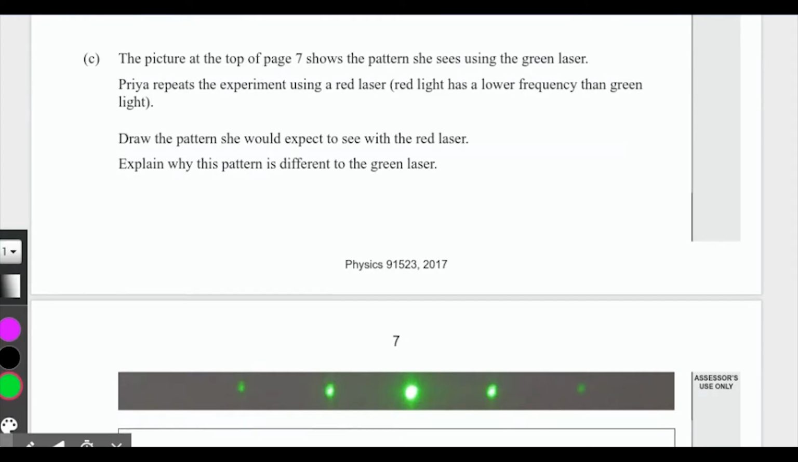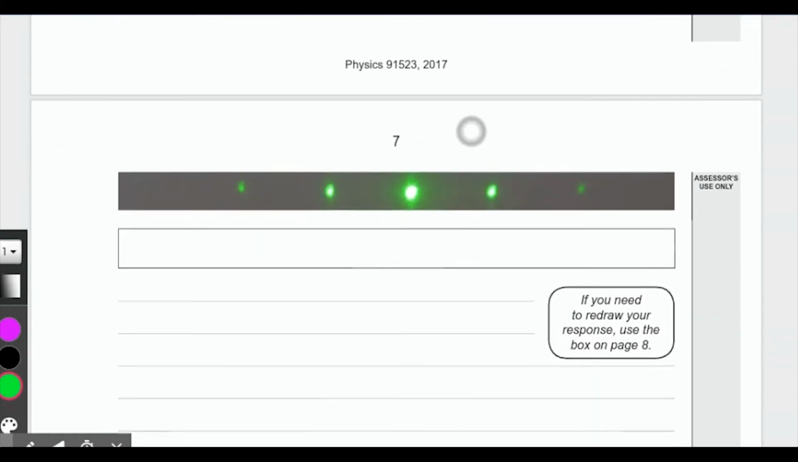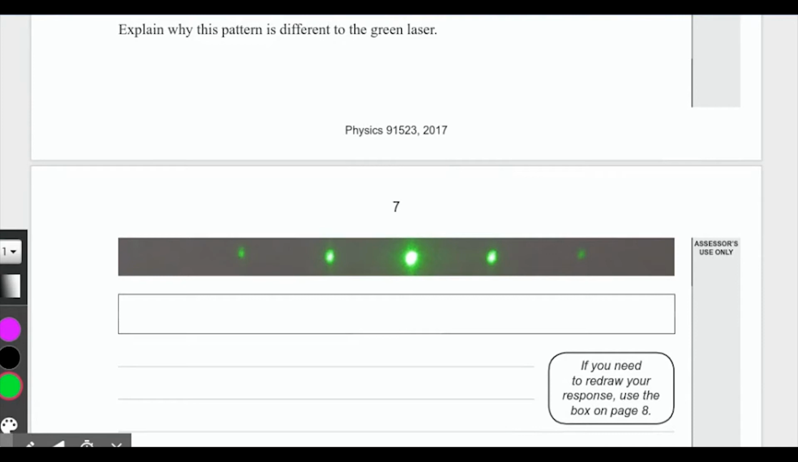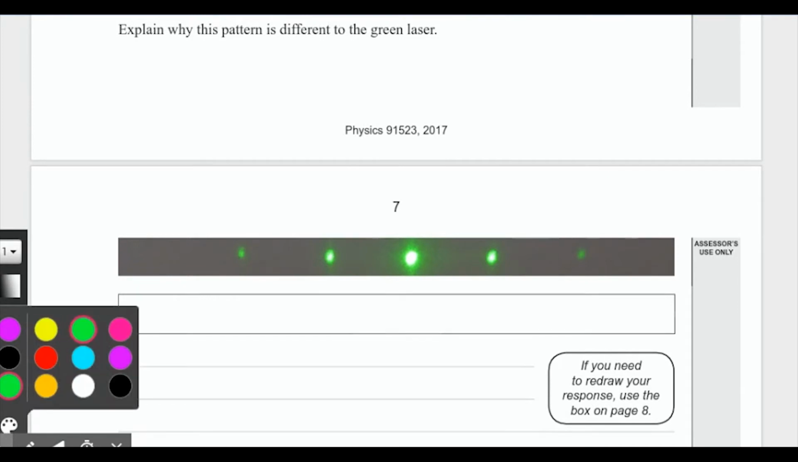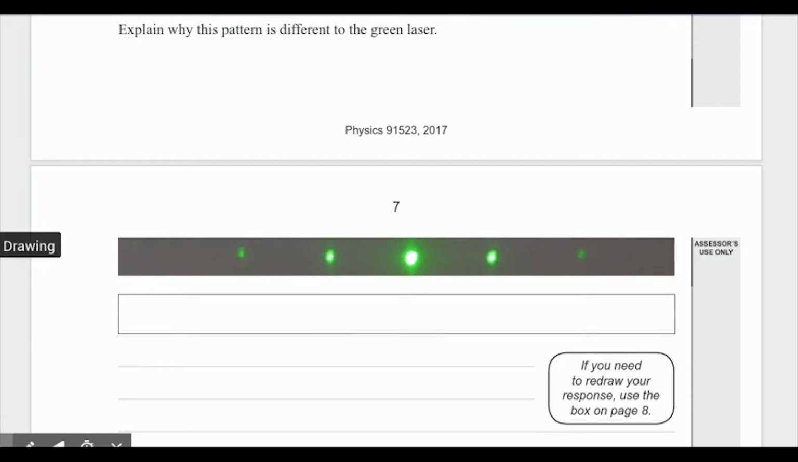She repeats it using the red laser, which is a lower frequency, and we are asked to draw a pattern of what she would expect to see with the red laser and explain why the pattern is different to the green laser? Well, for this occasion, we can bust out our red marker here. So, red diffracts more than green, okay, because it is of a lower frequency and a longer wavelength, which means that our dots are going to be more spread out.